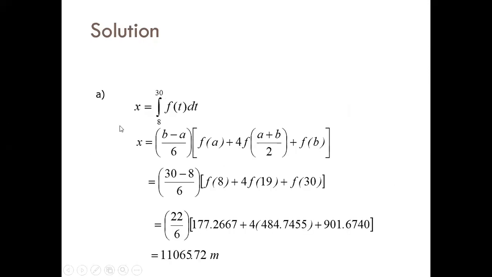The function value is x is equal to the integration of 8 to 30 of f of t dt. Then the formula is b minus a divided by 6 times f of a plus 4 into f of a plus b divided by 2 plus f of b. Put the values of a and b.